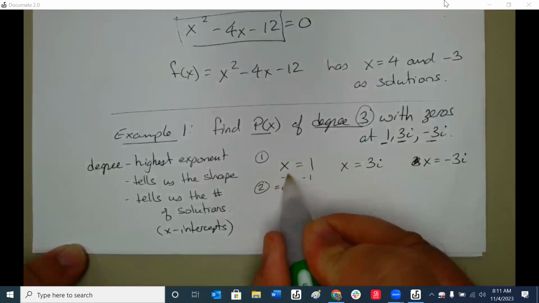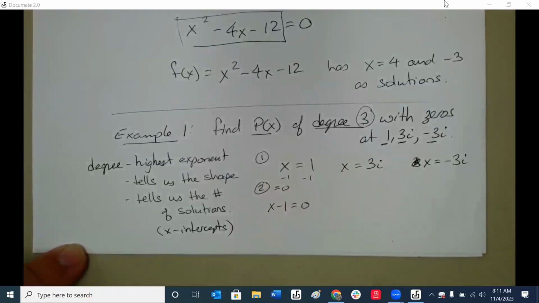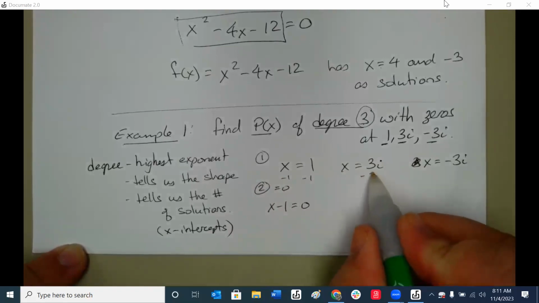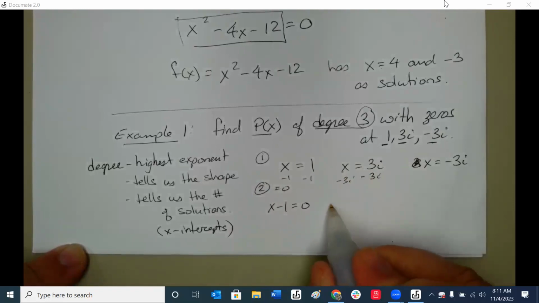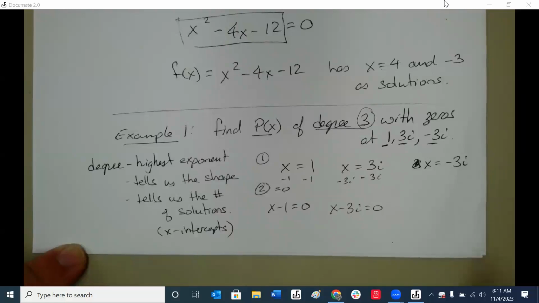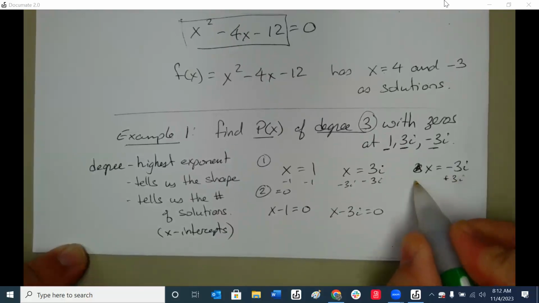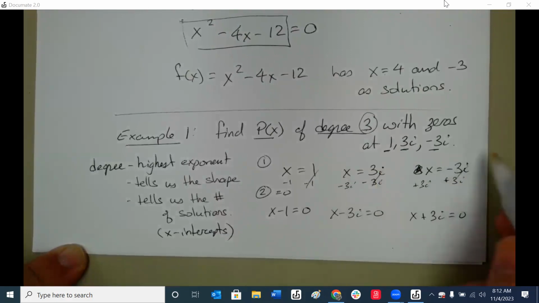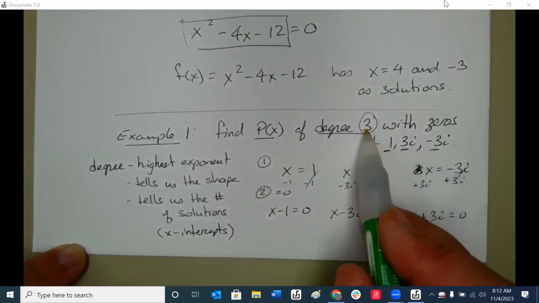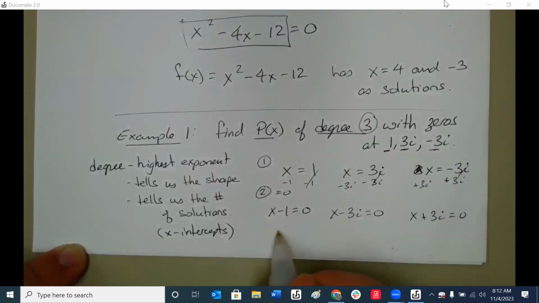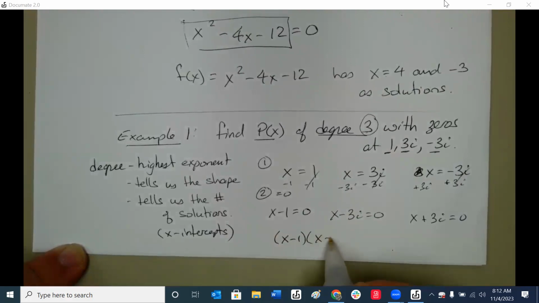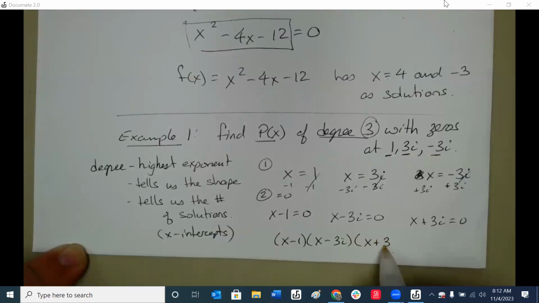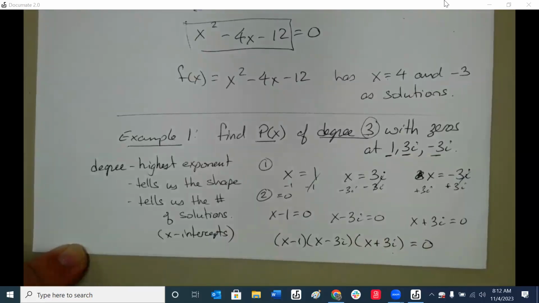So in this first one, we subtract 1 from both sides, so we have x minus 1 equals 0. We subtract 3i from both sides, so we have x minus 3i equals 0. And we add 3i, so we have x plus 3i equals 0. All these disappear. Again, it's degree 3, so we have to have 3 equations. Now, since they're all equal to 0, we could multiply them all together, and they're still going to equal 0. Remember, we're looking for the polynomial.